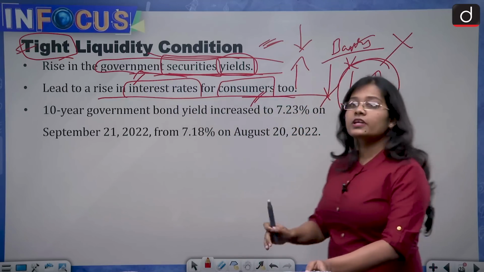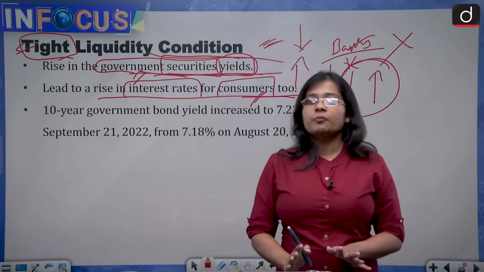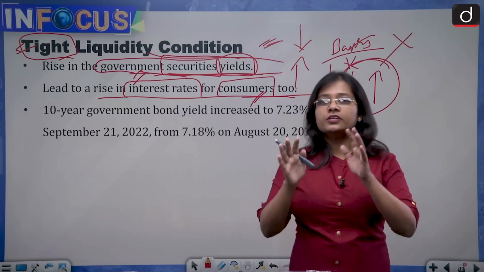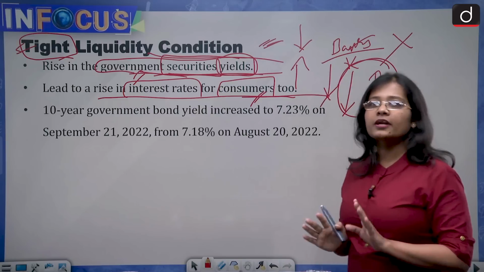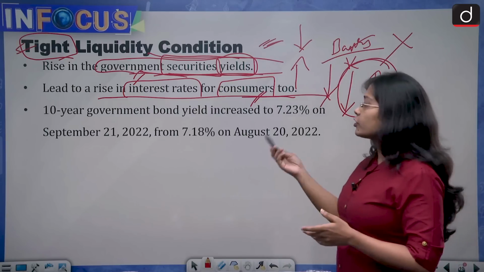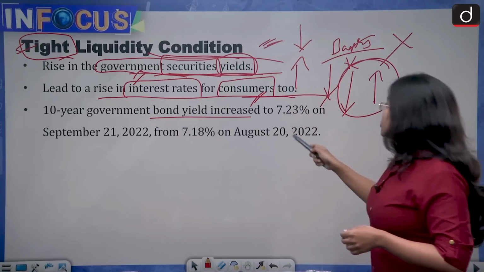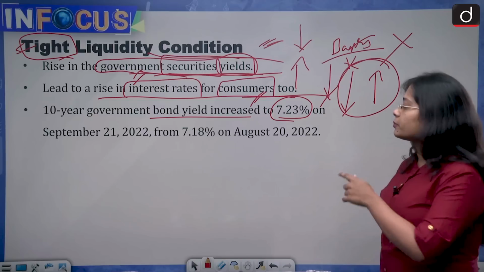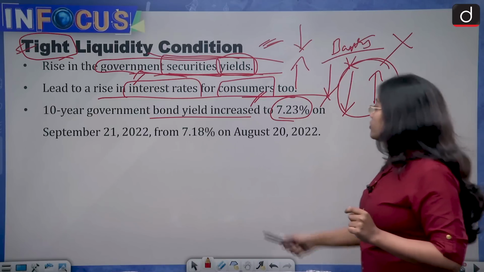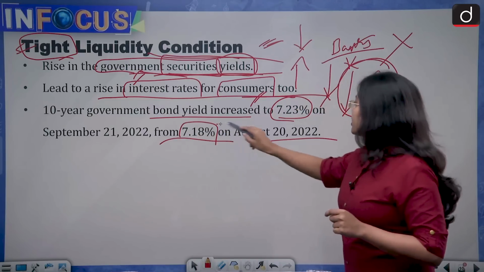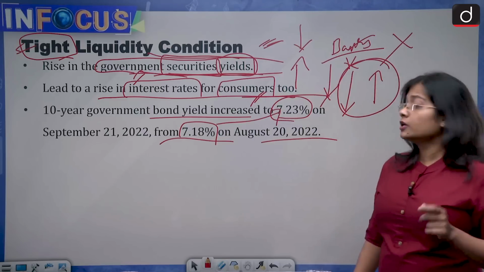So consumers will get better interest rates because of the lower price of the government securities and the better yield they will get. So consumers will be at a profit. For example, you can see that the 10-year government bond yield has increased to 7.23% on September 21 from 7.18% in August. So from 7.18% it has increased to 7.23%.